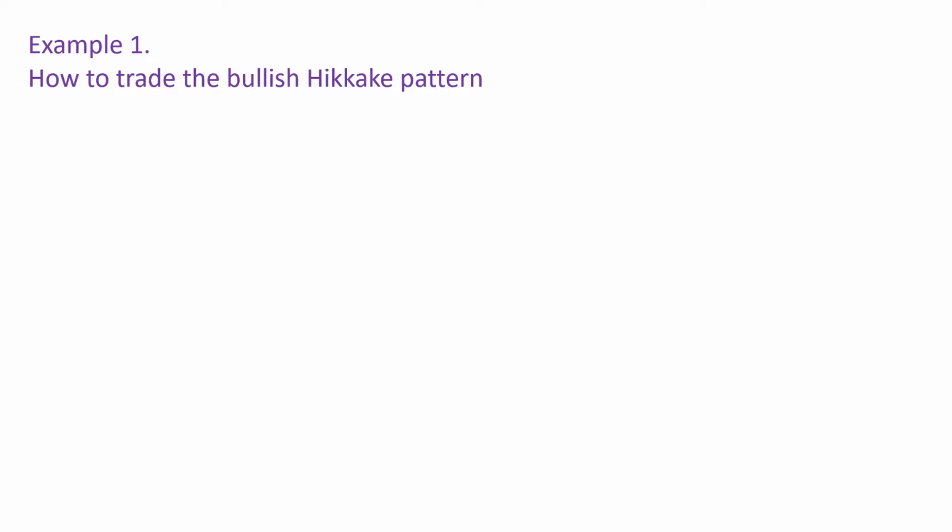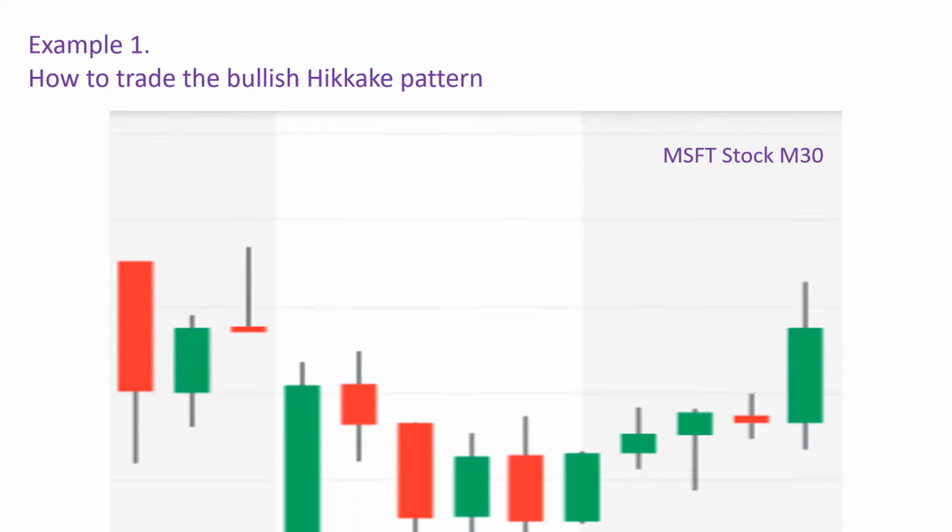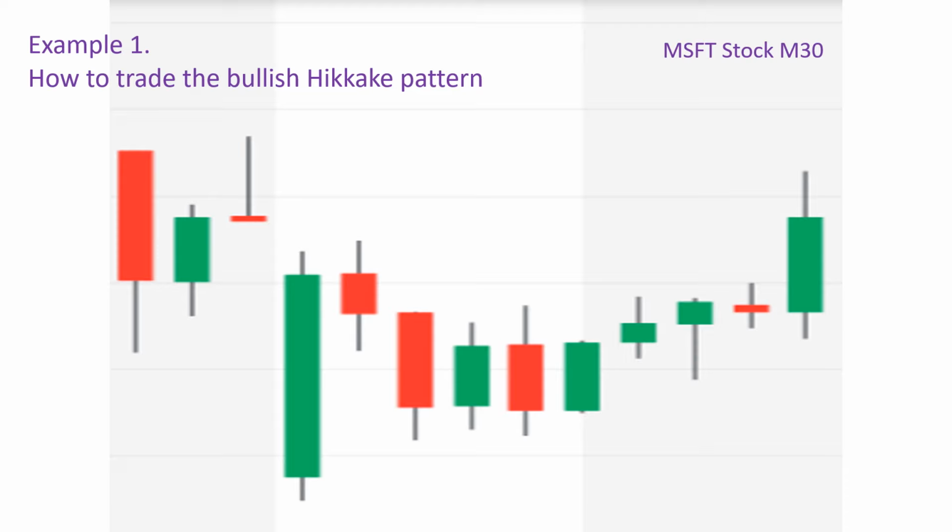Example, how to trade the bullish Hikkake pattern. This is the price trend of Microsoft stock, M30 time frame, Yahoo Finance. In this graph, you see the bullish Hikkake pattern, which illustrates the same concept of the short-term decrease in market volatility. This pattern consists of a Harami pattern. This is the Harami pattern, or an inside bar. This is an inside bar and this is the mother bar.